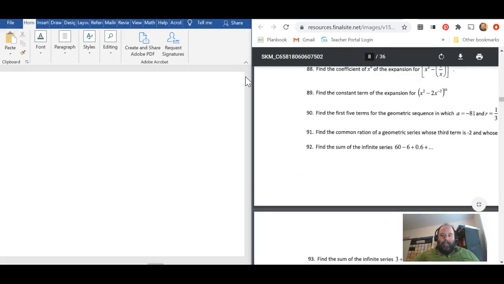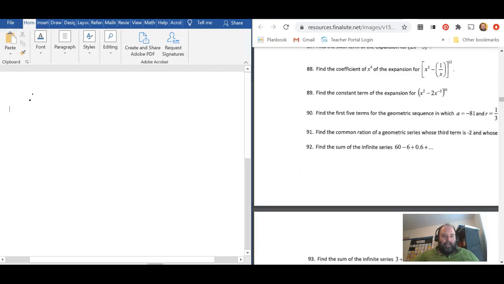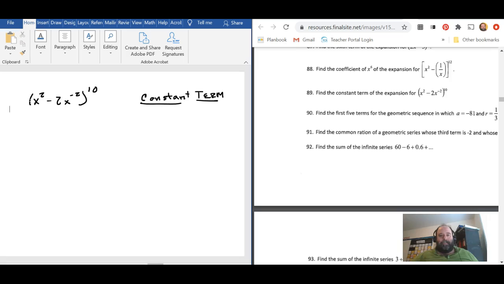Okay, so problem number 89 has this weird (x squared minus 2x to the negative 2) to the 10. It wants to know what the constant term is. There's a bit of a trick to this that you can do kind of longhand. It would make this work.